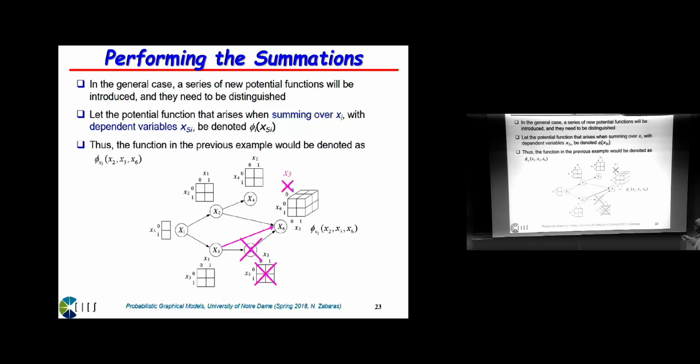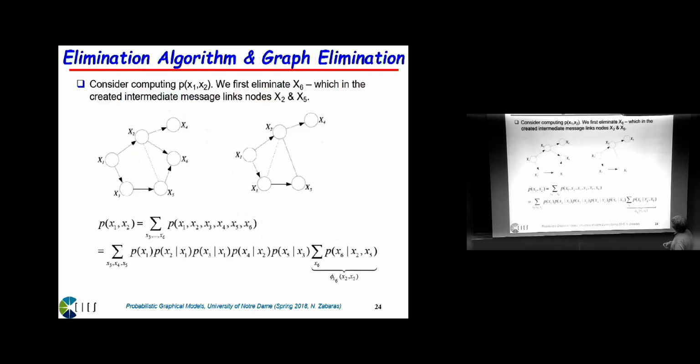Generally, the subscript you put on these potentials is the node that you're eliminating or summing over, and the remaining variables are the dependent variables that come together in the new potential. The new variables that are coupled, in our case, were x2, x3, and x6.